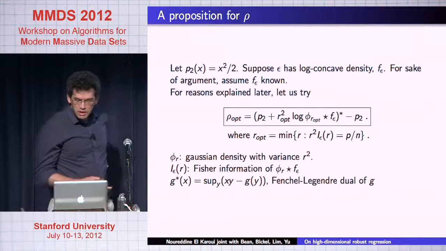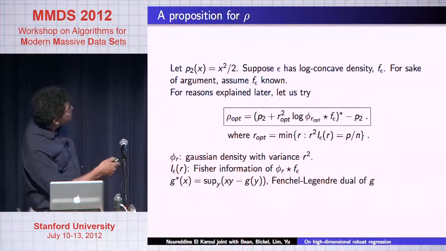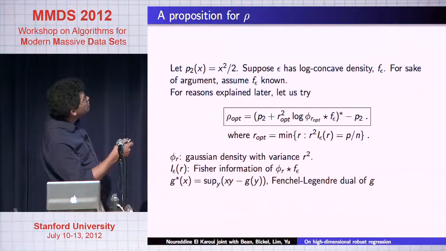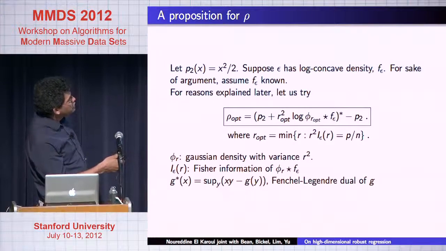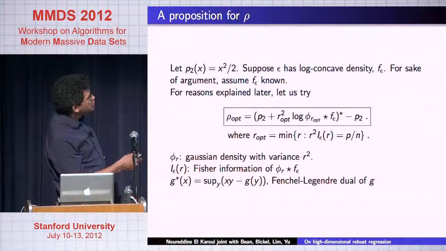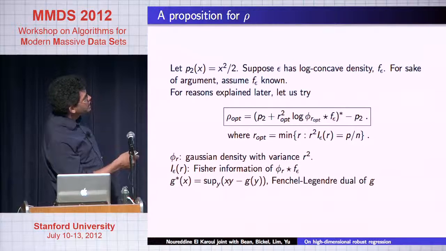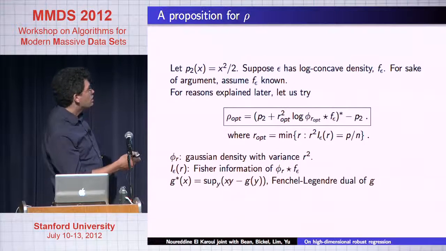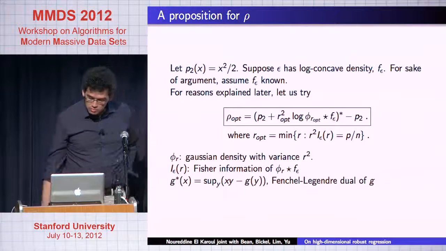The point is basically, for reasons I'll explain later, it's a good idea to try this loss function. So P2 is a function that takes value x squared over 2. To this, you add the log of the convolution of a Gaussian density with a properly chosen variance with the density of the error. You scale that. You take the Fenchel-Legendre dual of this, and then you subtract P2.